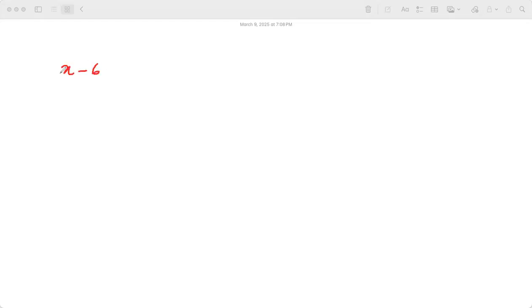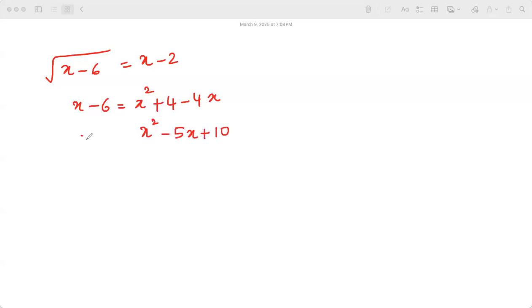The square root of x minus 6 will be equal to x minus 2. Now, let me try this way, okay? I'm going to square both sides. x minus 6 will be equal to x squared plus 4 minus 4x. Now, the x squared comes to this side, and it will be x squared minus 5x plus 10, right?